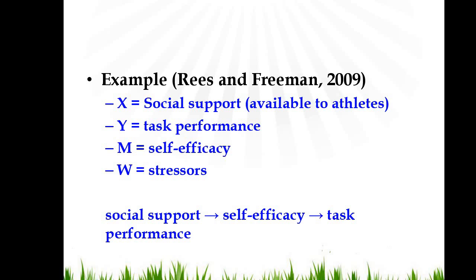One example which has been cited in the book by Hayes has been taken from Rees and Freeman. Here you see there are four variables. X is the social support, Y is the task performance, M is the self-efficacy, and W is the stressor. In other words, in this particular case, we want to examine the indirect effect of social support on task performance through self-efficacy, with stressors having a moderating effect.